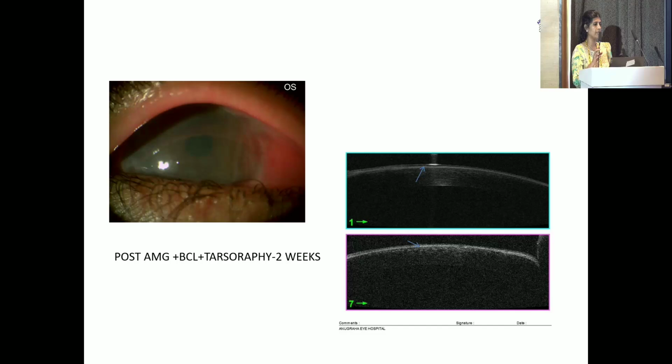This is a case where post AMG, BCL and tarsorrhaphy was done. With BCL and tarsorrhaphy, we can't assess the epithelium in the slit lamp. So you can just see the translucent part of the epithelium has come back and the pannus has come back, indicating no additional procedure of AMG could be done in this case.